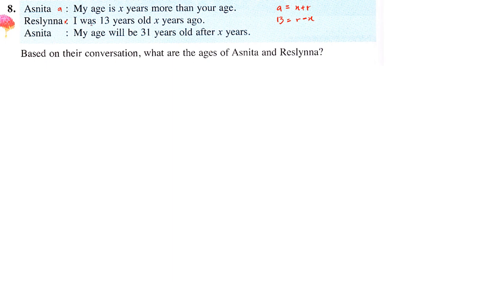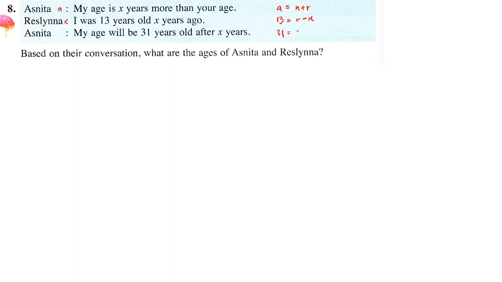Raslina says, I was 13 years old. Why is she 13 years old? That refers to her age X years ago, which is minus X. Okay, so Asnita also says that I will be 31 years old. How is she 31 years old?